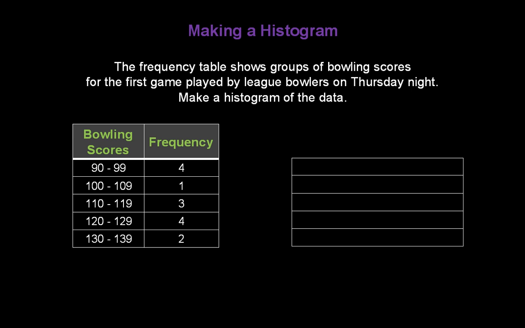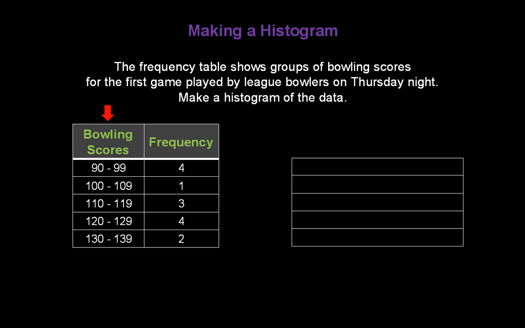The frequency table on the left shows groups of bowling scores for the first game played by league bowlers on Thursday night. We want to make a histogram of the data. The first thing we should do is understand the data in the table that we have to graph. So take a look at the first column labeled bowling scores. As you go down that column, you'll see groups of 10.